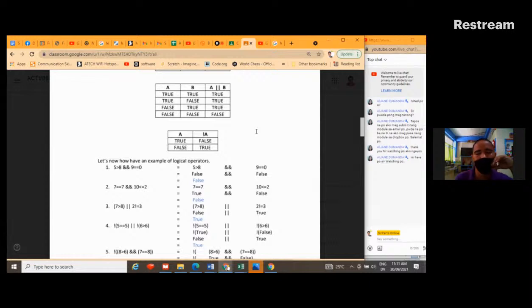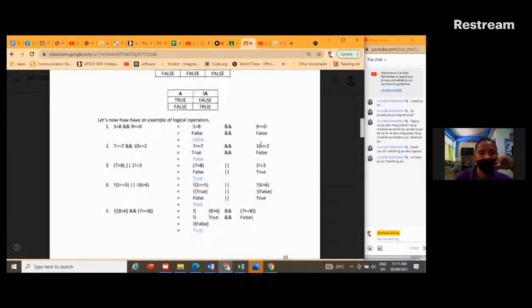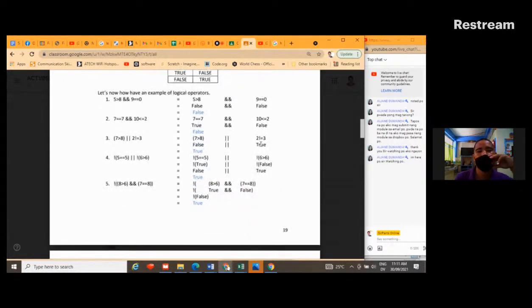And lastly, we have the NOT. So A is the input, and then the output is NOT A. If A is true, the output will be false. If A is false, the output is true. So we have here an example of logical operators.